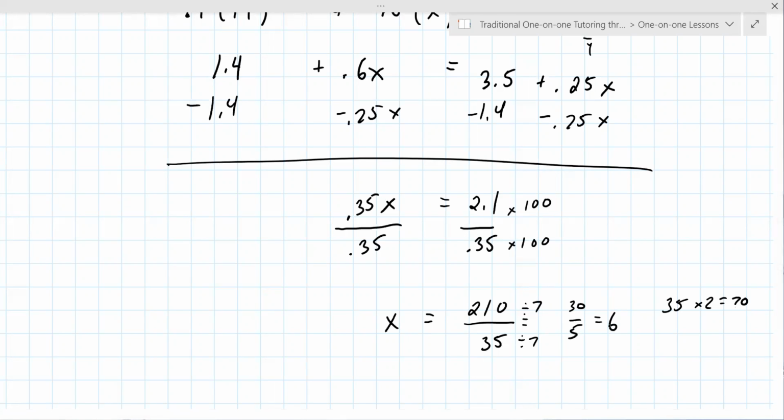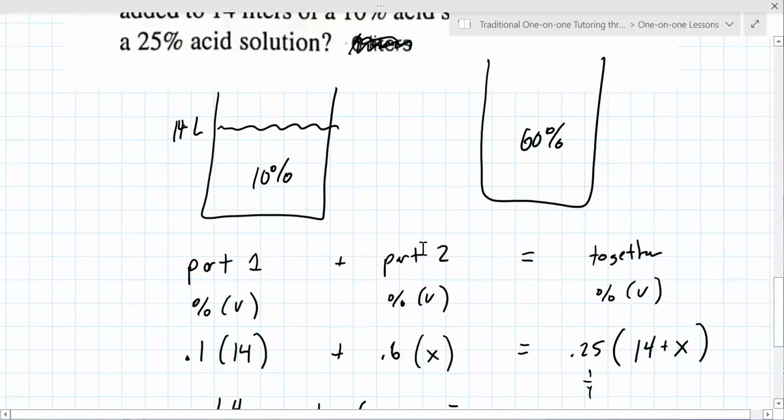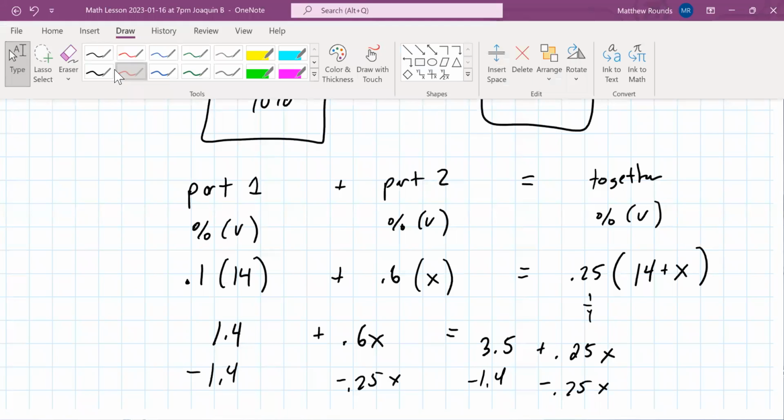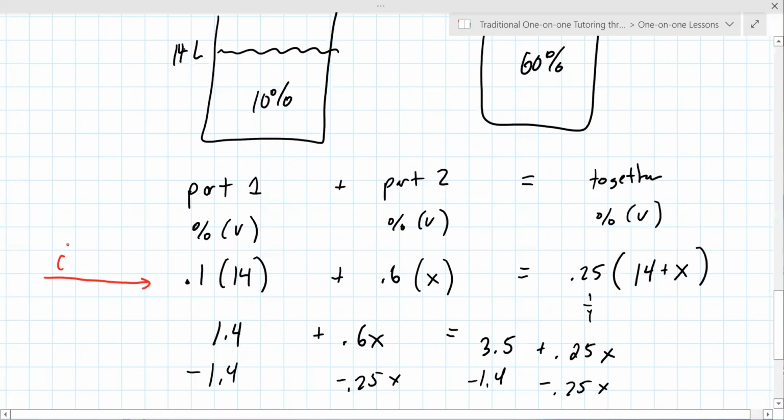And we can prove this by just doing the problem back. What do you mean by prove? Show that it's correct? Yeah. You can go back to this line, let me put the arrow here, to check x equals 6. You can say, all right, 0.1 times 14 plus 0.6 times 6: 1.4 plus 3.6 is 5. 14 plus 6 is 20, and 1/4 of 20 is 5. It checks out.